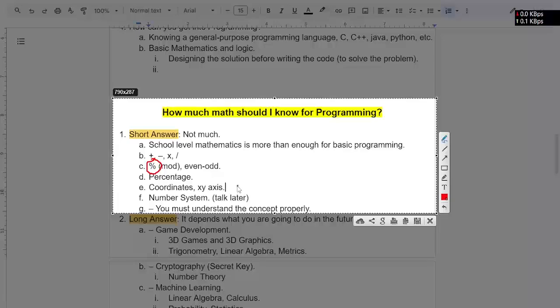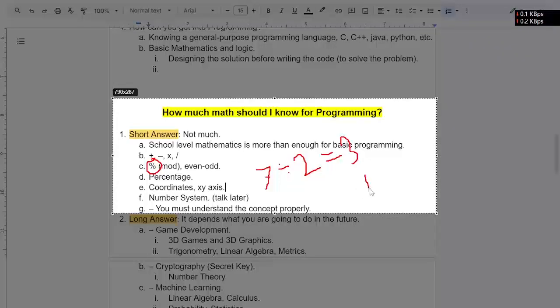The modulus operator gives the remainder of a division. So for example, if we divide 7 by 2, we will have the result of 3 and 1 will be the remainder. The result will be 3 and the remainder will be 1.